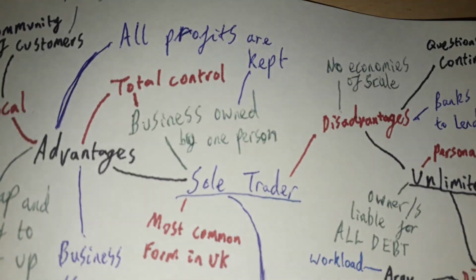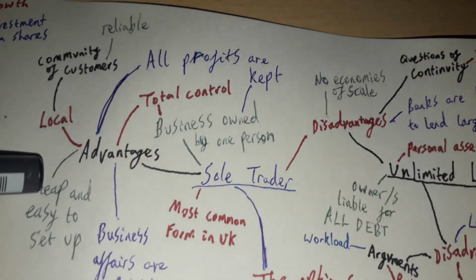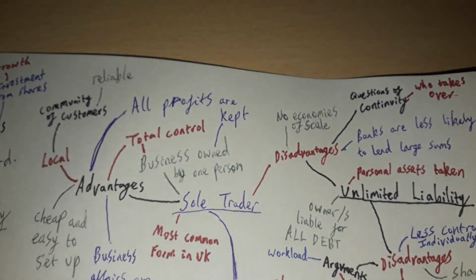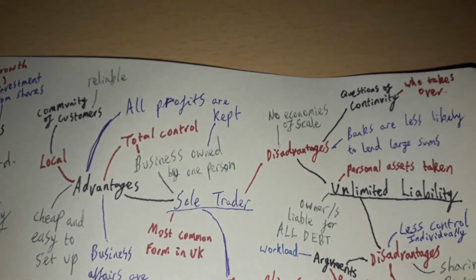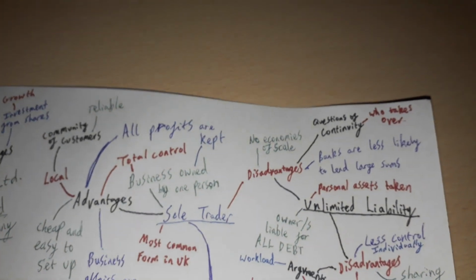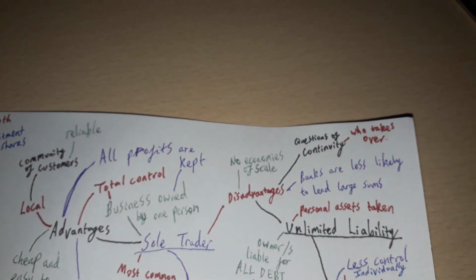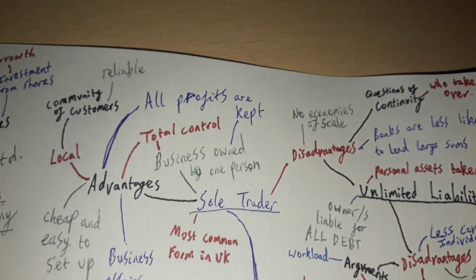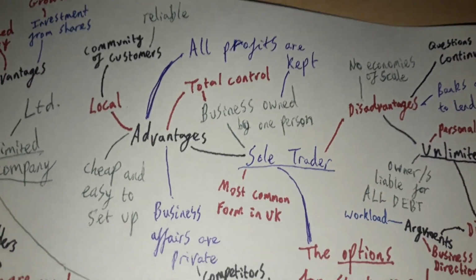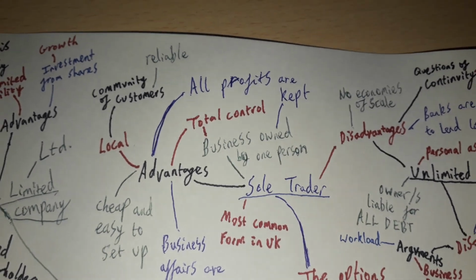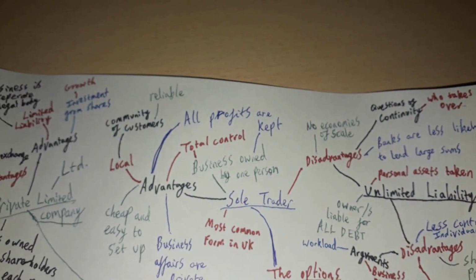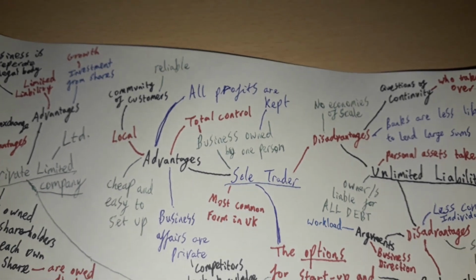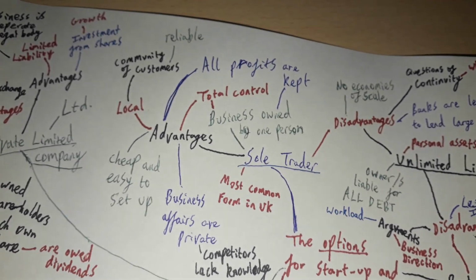The fact that it's owned by one person leads to a lot of advantages. So for example, they have total control, so can make any decisions without anyone shouting them down within the business. Also, all profits are kept by them. So once they've paid all their expenses and costs, all the money is theirs. And also another advantage is that it's local, meaning there's a community of customers, which is often reliable because you can build relationships with your customers and then they'll keep coming back, which is good.